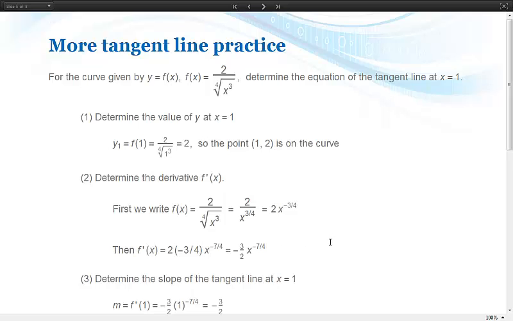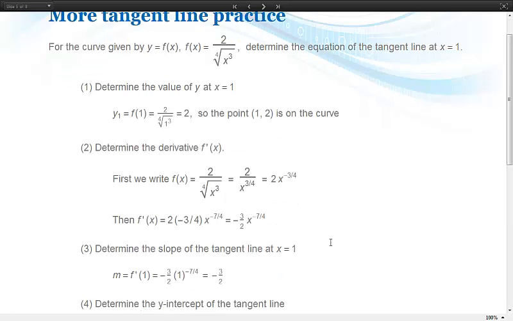So now that we have the derivative, we can find the slope of the tangent line, which is the rate of change of y with respect to x at x equals 1, by plugging 1 into my derivative.